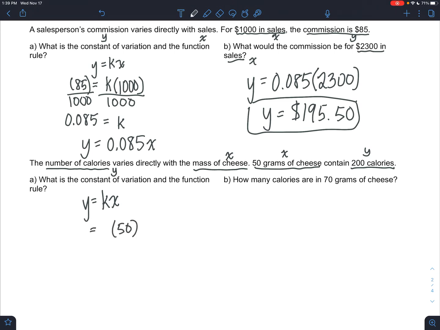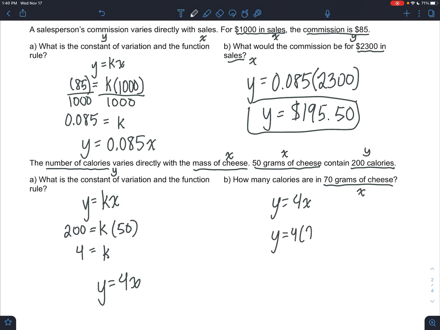Well, k is 4, guys. It's pretty fast. So our function rule, or our equation, is y equals 4x. So that just means that when you're given an input, you have to multiply by 4, and then that's your output. So when this asks me about when x is 70, I'm just going to go ahead and plug 70 in for x. So 280, and we're talking calories here. All right, cool.